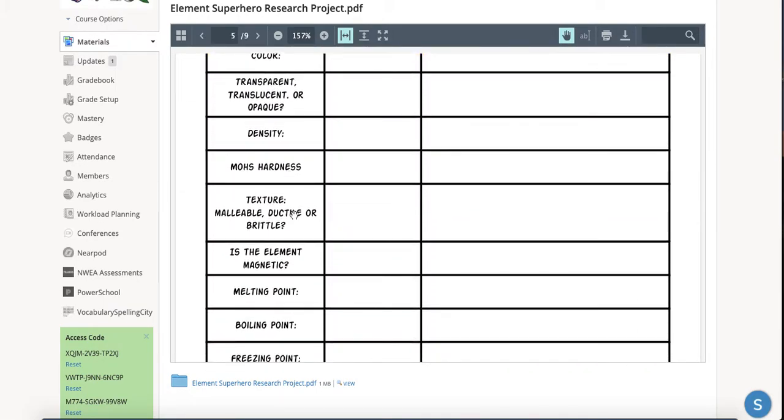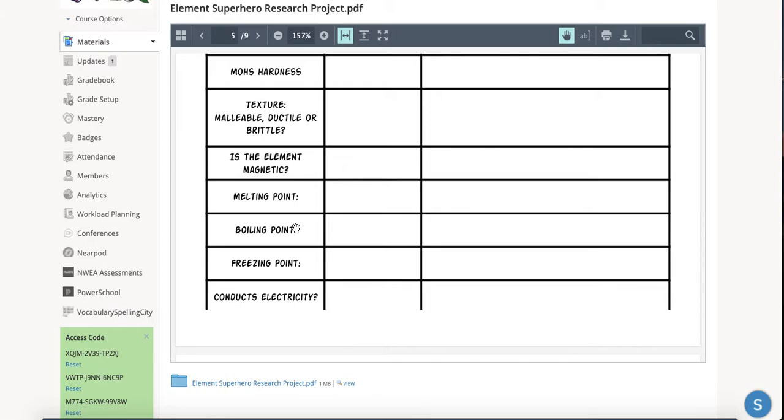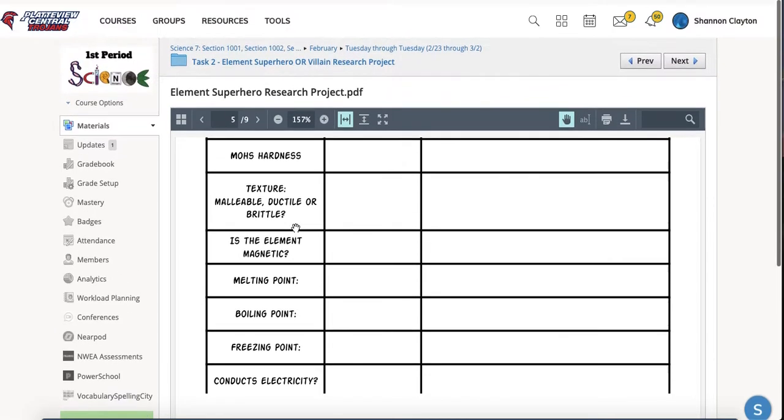Tell me what the texture is. Is it malleable? Remember, malleable means I can change its shape. Think about Play-Doh. Play-Doh is malleable because you can squish it and make it turn into a different shape. Is it ductile? Ductile means can I pull it into a wire? Is it brittle? That means does it break easily? Is the element magnetic? What's the melting point? What's the boiling point? What's the freezing point? Does it conduct electricity?